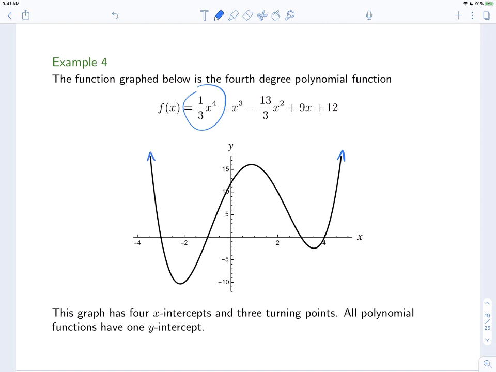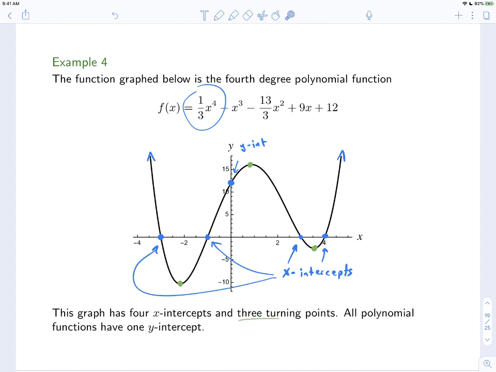This graph has one y-intercept, which is right here. And it also has 4 x-intercepts: 1, 2, 3, 4. So there are 4 of them. It also has 3 turning points. Let me just change the color here. There's a turning point right there, there's a turning point right there, and there's a turning point right there. So there are 3 turning points.